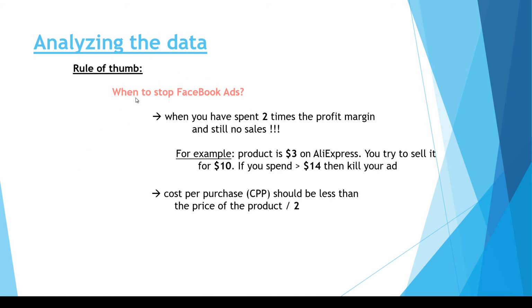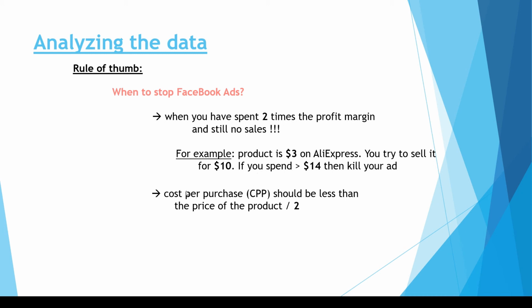You may pose the question of when to stop a Facebook advertisement: when you have spent 2 times the profit margin and still no sale. What is the profit margin? For example, the product is $3 on AliExpress.com. You try to sell it for $10, then the profit margin is $10 minus $3, so $7. So if you spend more than 2 times the profit margin, so if you spend more than $14, then it is not a successful campaign. You have to kill it.